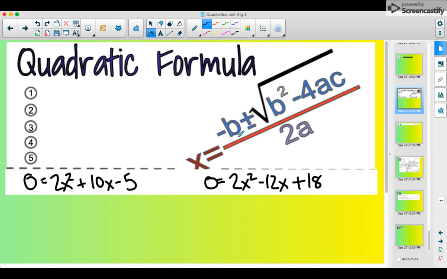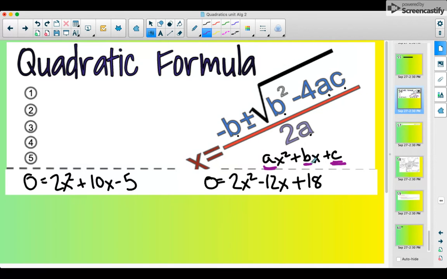The letters always stay exactly where you see them. So these two letters will always be B, these will always be A, and this one will always be C, no matter what. Now, where do those letters come from? Well, they come from our standard form equation, ax squared plus bx plus c, meaning whatever letter is in the a spot, so the number in front of x squared always goes in for a. The number in front of the x piece always goes in for b, and the number that doesn't have any letters by it is c.